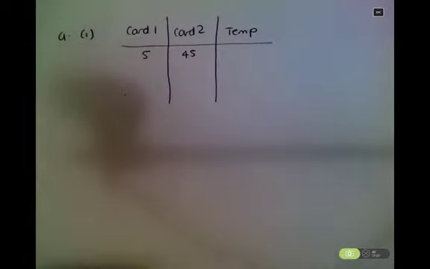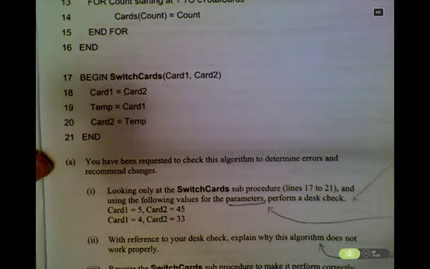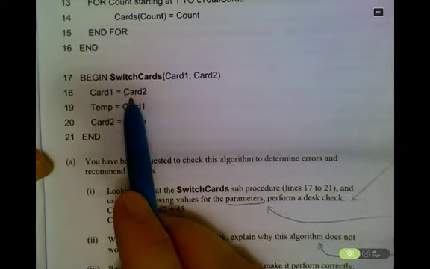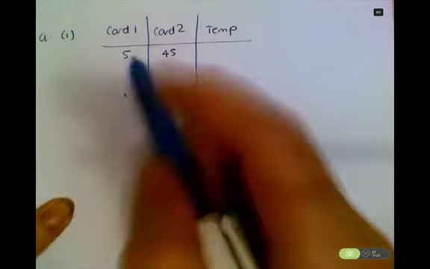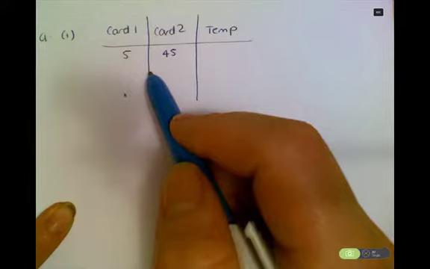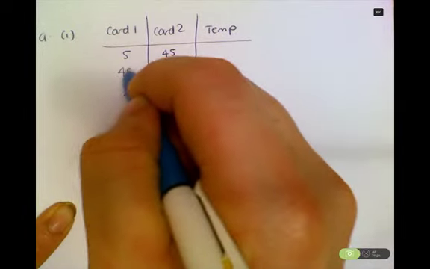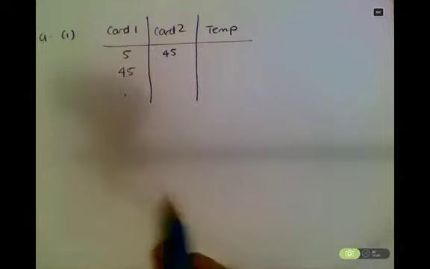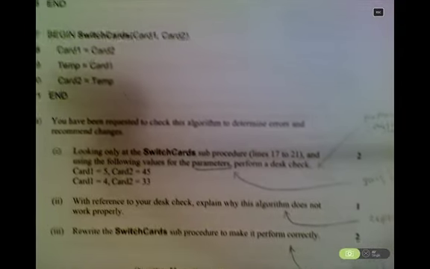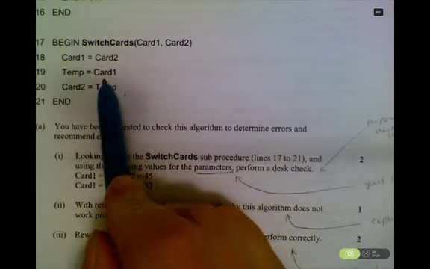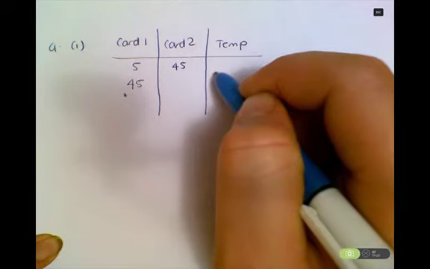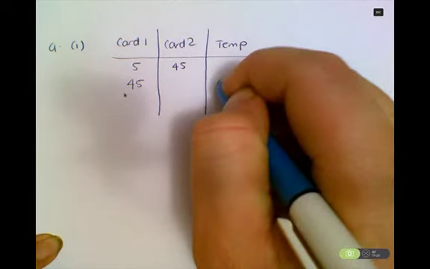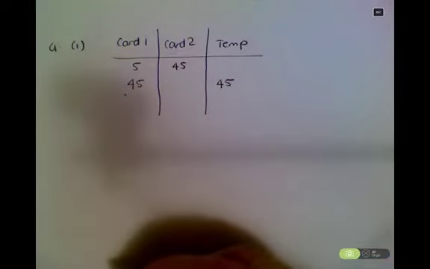If we go back and have a look at the algorithm just quickly, we've got card 1 equals card 2. So card 1 will equal what card 2 was, so that will then change to 45. We look at the next process. Temp now equals card 1. So we change temp's value to whatever card 1 was, which is now 45 because it's already been changed. And if you're pretty good, you'll probably see that that's the error straight away.